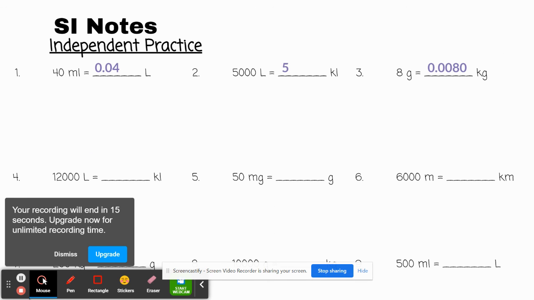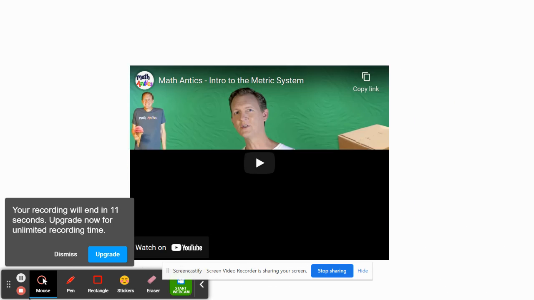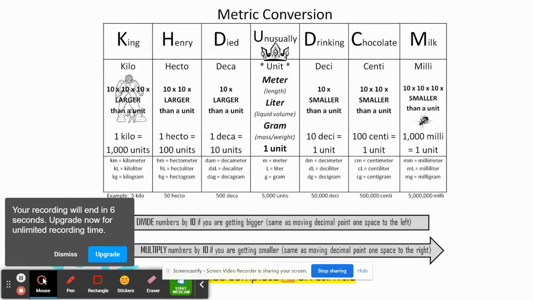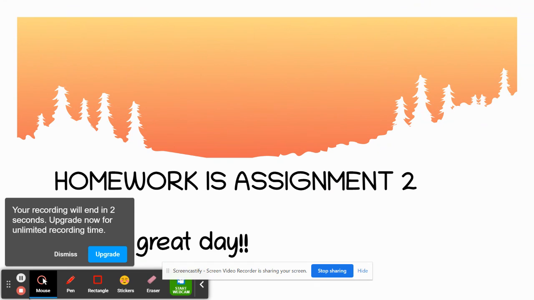Try these independent practice questions and see how you do. The kids in class will be watching a video and playing some Metric Mania. I'd encourage you to reach out, watch a video, ask questions, and then attempt assignment 7 on metric.